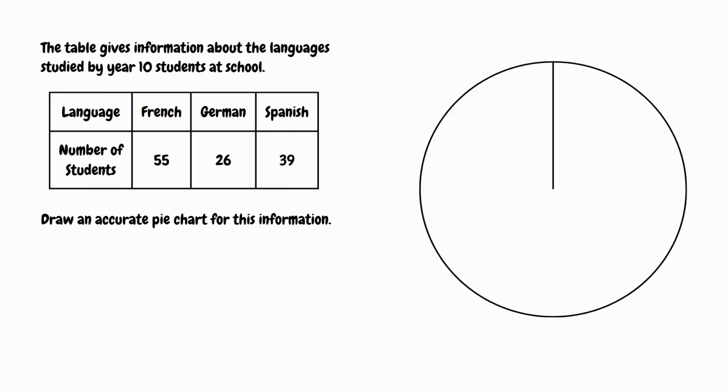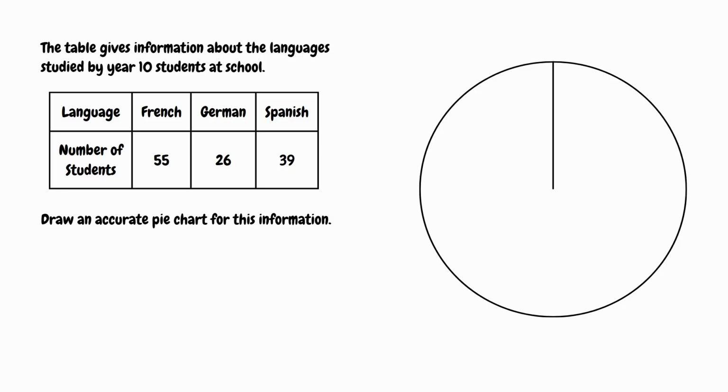So for this first question, we have a table that gives information about the languages studied by Year 10 students at school. And from the table, we can see that 55 students study French, 26 study German, and 39 study Spanish. And we need to draw an accurate pie chart for this information.